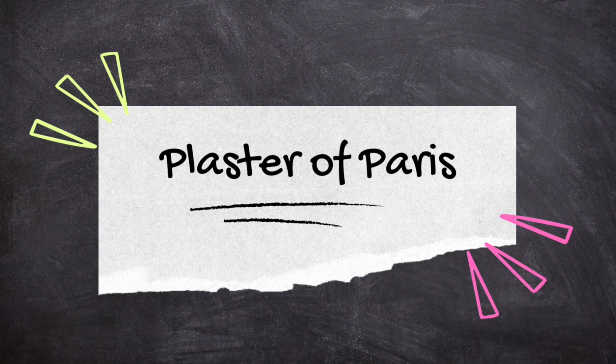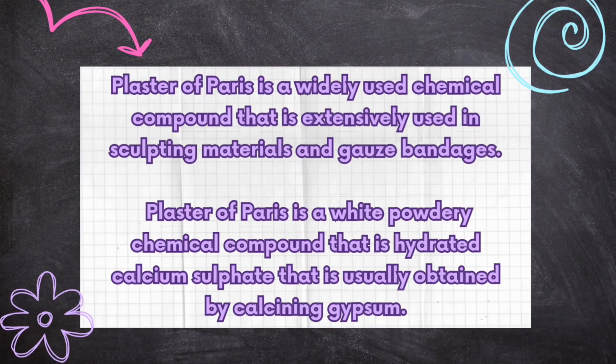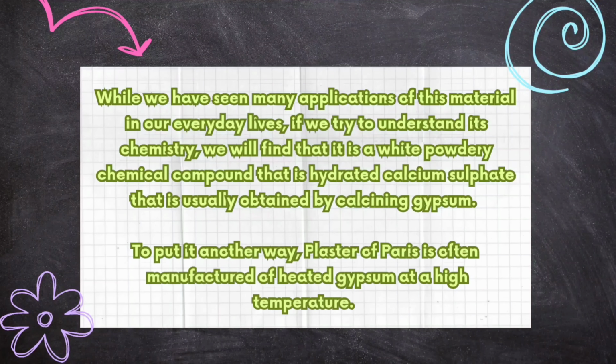Plaster of Paris. Plaster of Paris is a widely used chemical compound that is extensively used in sculpting materials and gauze bandages. It is a white powdery chemical compound, hydrated calcium sulfate, that is usually obtained by calcining gypsum. While we have seen many applications of this material in our everyday lives, if we try to understand its chemistry, we will find that plaster of Paris is often manufactured from gypsum heated at a high temperature.